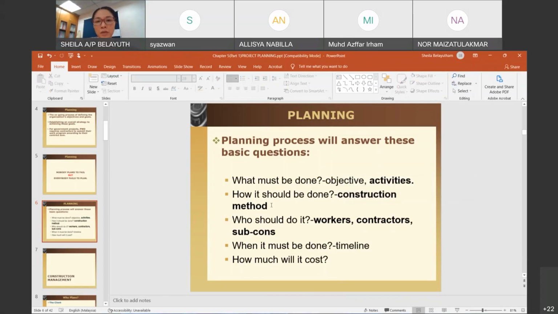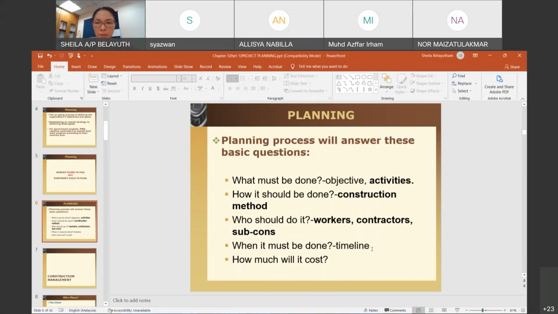Okay, so if it's using batching plant, then the batching plant lah. So you do not expect this tipper in and out of your site and so on. So quite a lot of difference if you're talking about concrete daripada luar ke dalam ataupun the concrete within the site itself. Okay, so it will change the way you lay out your project and so on. Okay, so who should do it will be the arrangement of the workers, the contractors, the subcons and so on.